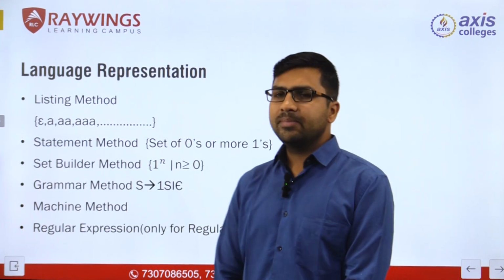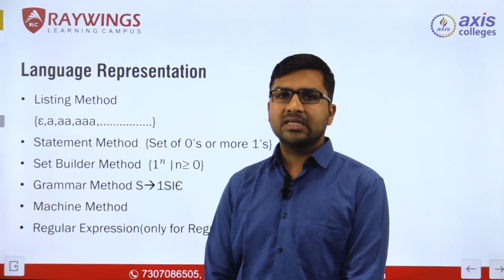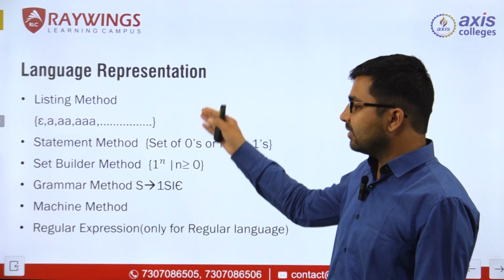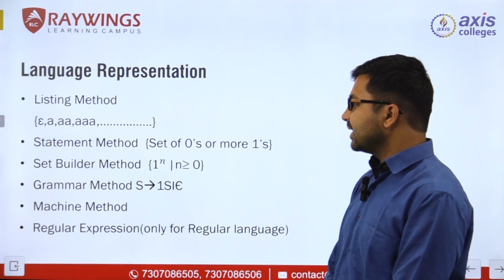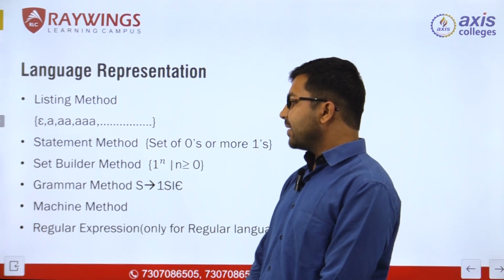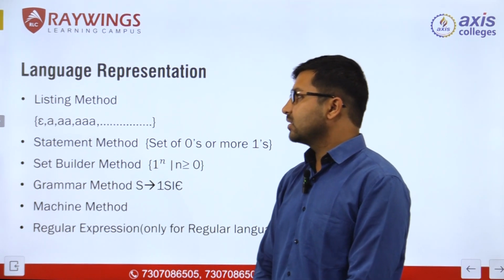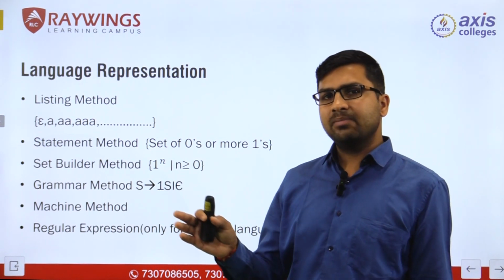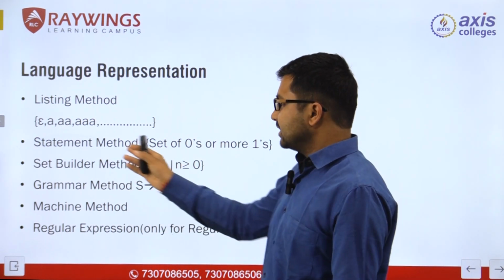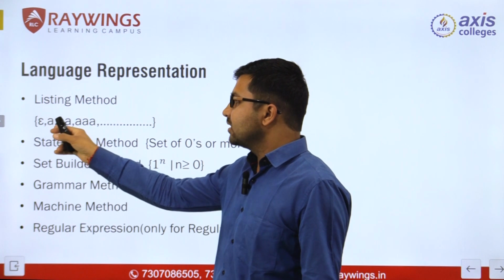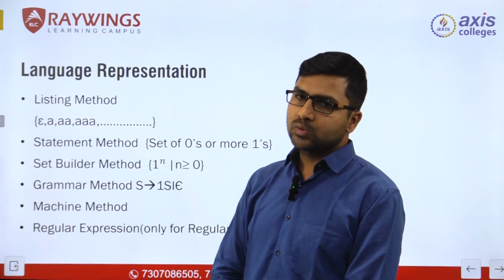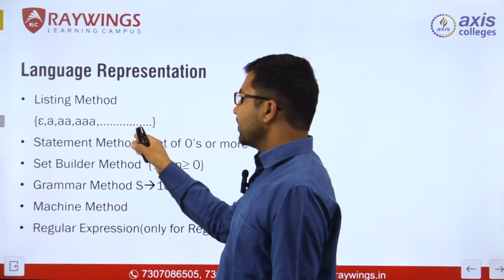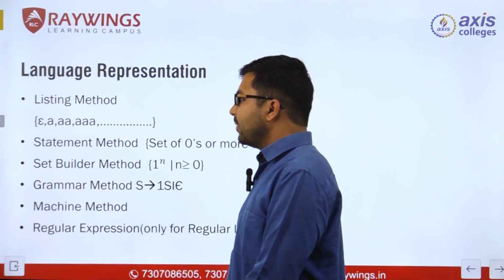In the next slide, I am talking about the representation of language. Language can be represented by the following methods. First one is the listing method. Second is the statement method, then the set builder method, grammar method, machine method, and regular expression method. Listing method means language can be represented in the form of a list. Just an example given here as L equal to null, comma a, comma double a, comma triple a up to so on. Any combination of a in the form of a list.